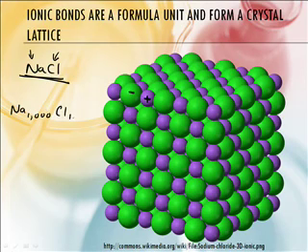So, for example, with sodium chloride, you might think of Na1000, Cl1000. But we always reduce it to the lowest whole number ratio.